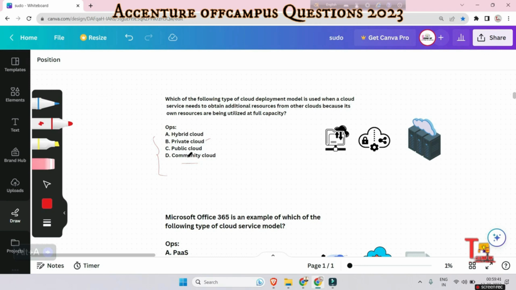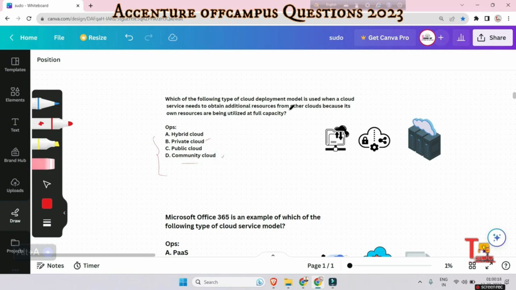And what is public cloud? It is a deployment model which provides computing resources as a service over the internet, right? It is also used by companies, but mainly startup companies use this public cloud. And what is community cloud? Community cloud is also a deployment model which is shared infrastructure designed for specific groups, right? So hospitals mainly use community cloud.